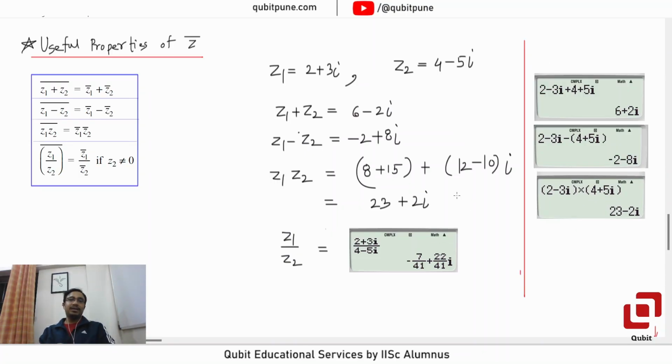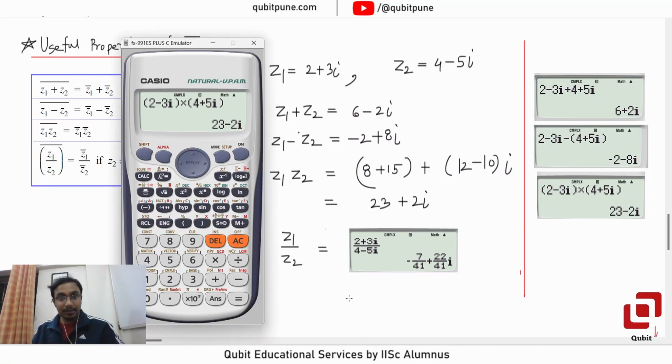Now let's verify the last property. The conjugate of z1 upon z2 is z1 bar upon z2 bar. Fine. So I can just divide here. What answer are we expecting? Negative 7 upon 41 minus 22 upon 41. Yeah, that's right.